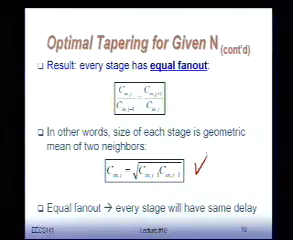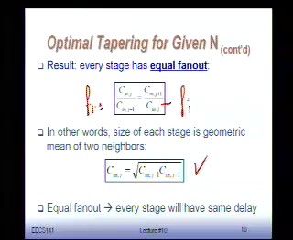But I also can rewrite this. If you look here, C in J over C in J minus 1, that's the fan out of stage J minus 1. This is the fan out of stage J. It's the output capacitance over its input capacitance. And if I do this over all stages, what I get is that the fan out factor F of every stage should be identical. So every stage should have exactly the same ratio between its input capacitance and its output capacitance.